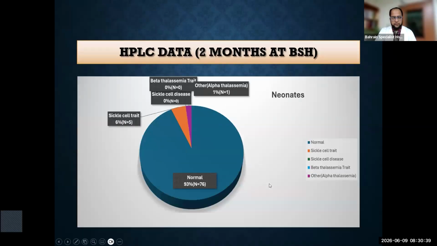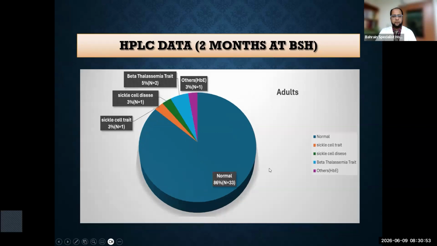This is the HPLC data at our hospital. We started this testing 2 months back, and we have screened around 84 neonates. In this, we had 5 cases of sickle cell carrier and 1 alpha thal carrier. In adult screening, we did around 34 cases, and we found one sickle cell trait, one sickle cell disease, 2 beta thal carriers, and 1 HbE carrier.